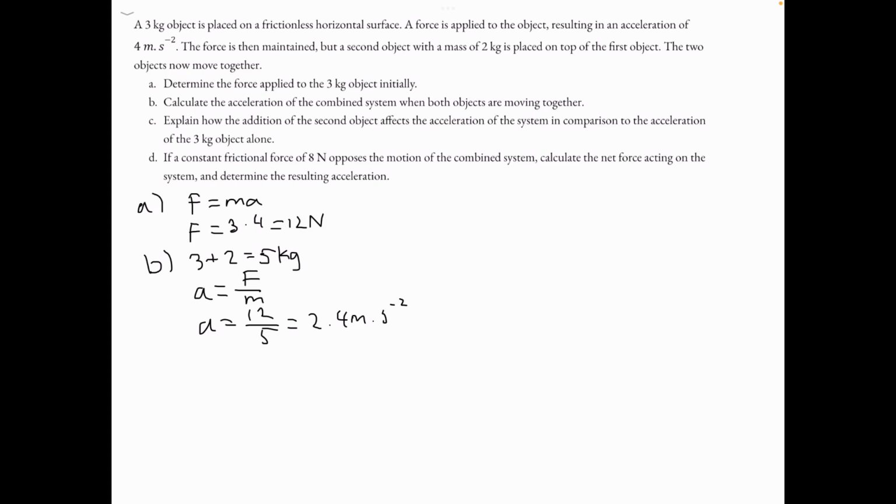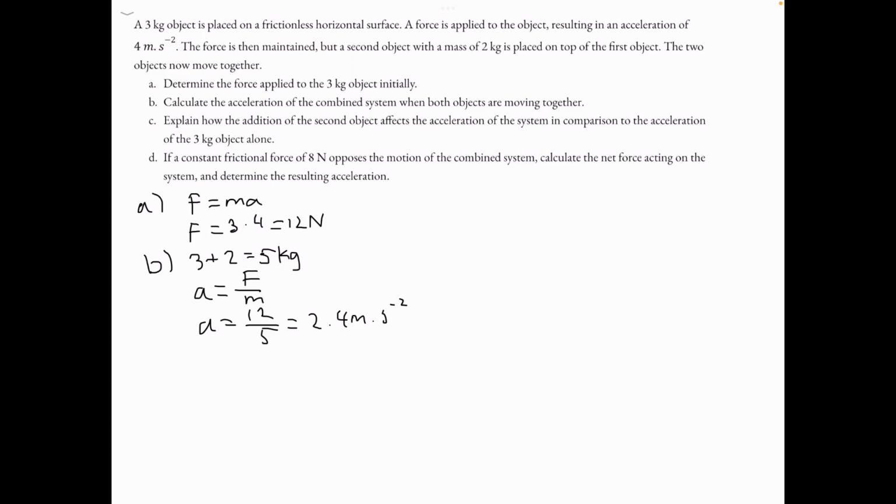Explain how the addition of the second object affects the acceleration of the system in comparison to the acceleration of the 3 kilogram object alone. Well, the addition of the second object increases the total mass. So for the same force applied, the acceleration decreases, since acceleration is inversely proportional to mass when force is constant.